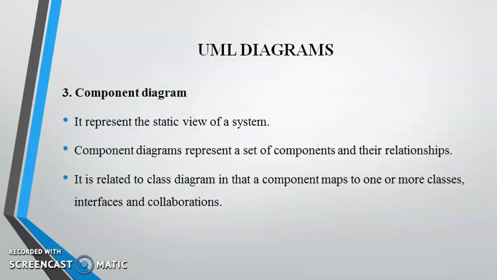Third diagram that comes under structural is component diagram. It represents the static view of a system. The second thing here is it represents a set of components and their relationships. In object diagram, it represents a set of objects and the relationship. In component diagram, it represents a set of components and the relationship. And third one is it is related to the class diagram. In that, a component maps to one or more classes, interfaces, and collaborations.